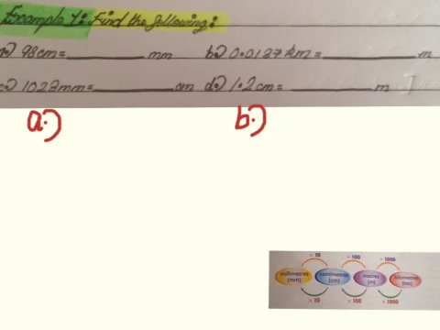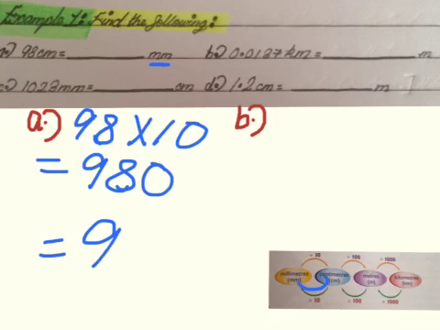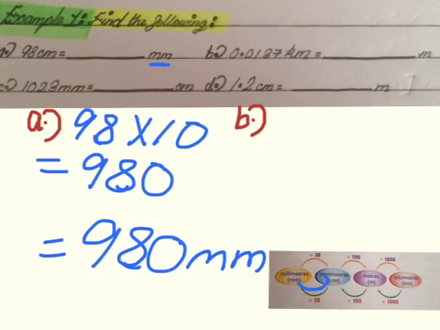Example 1. So let's get started with the first example. Find the following. As you can see, it is 98 centimeters into millimeters. As we can see in the chart, it says that centimeters to millimeters is times it by 10. So we go 98 times it by 10 equals 980. But remember, they're asking millimeters. That means that 980 millimeters is also 98 centimeters.